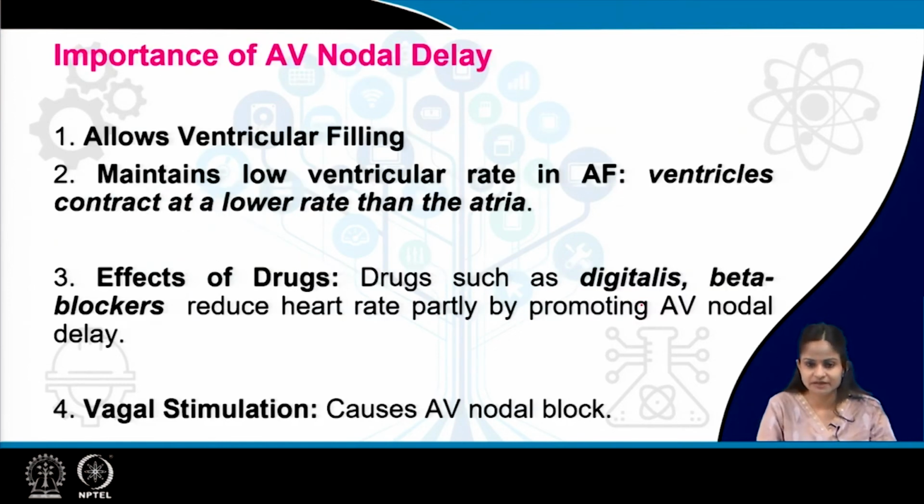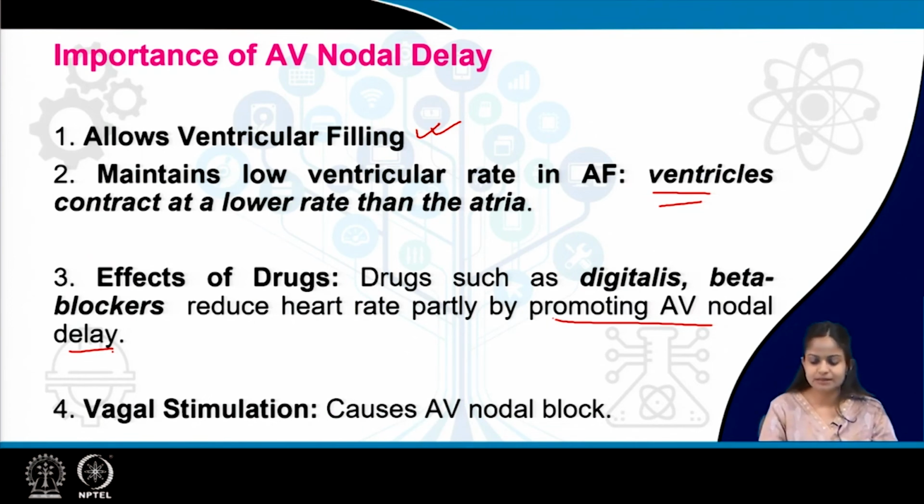The importance of the AV nodal delay is that it allows proper ventricular filling, to ensure proper stroke volume and maximum cardiac output. It maintains a low ventricular rate, that is the decremental conduction, to prevent higher rate impulses from travelling from the atria to the ventricles. Also, there are drugs which reduce the heart rate partly by acting at the level of the AV node, by increasing the AV nodal delay.